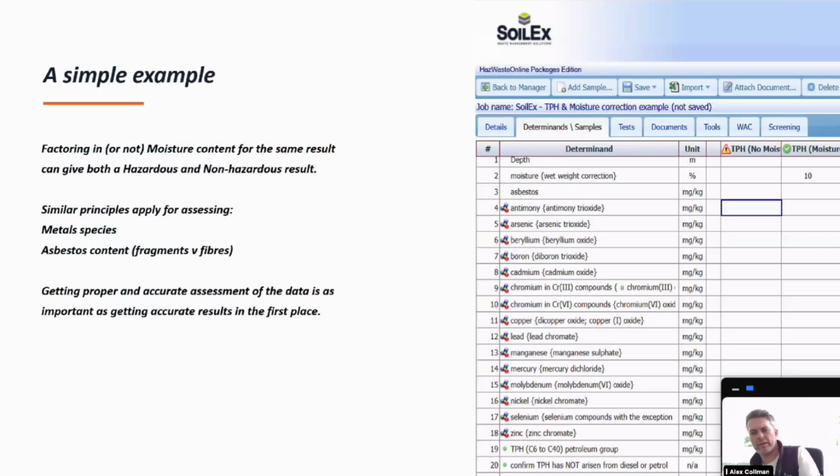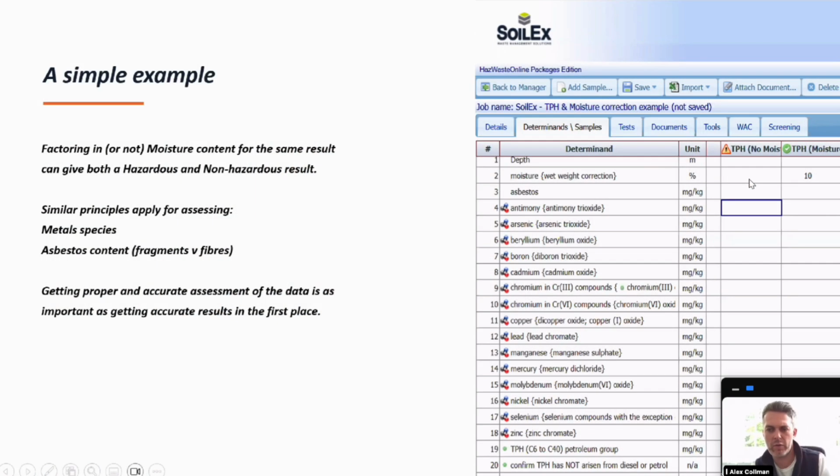Source of hydrocarbon contamination can also be considered when you're assessing and classifying a lab result. So there's a lot to consider there, and there's a very, very simple guide. We use the HazWaste Online classification tool, which hopefully you can all see a slide of there on the right hand side.